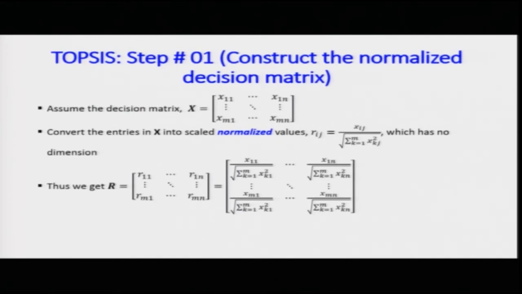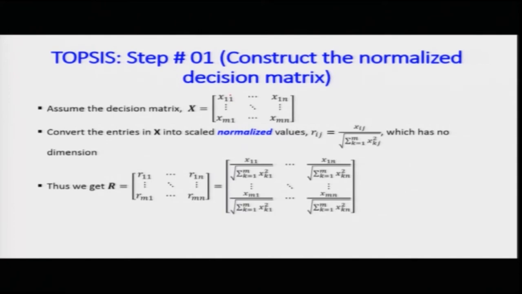First, we will consider a very simple theoretical example, and then I will go into a somewhat practical example where your main set of information is given and you want to find out how to purchase a house depending on different criteria. Assume x is the matrix of the decision values. Remember, this is an m cross n matrix, and its cell values are given by x 1 1.